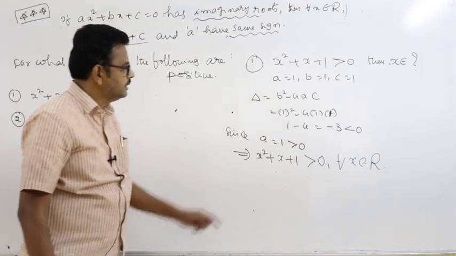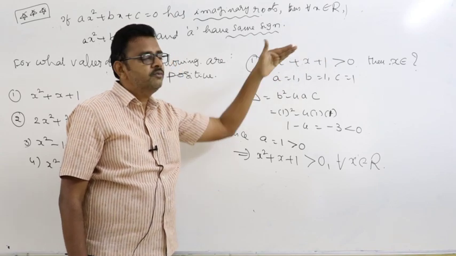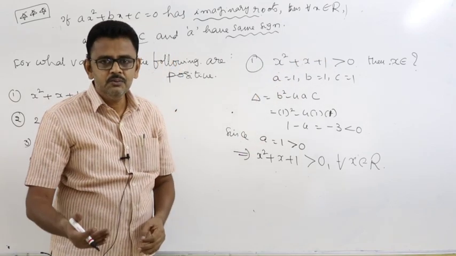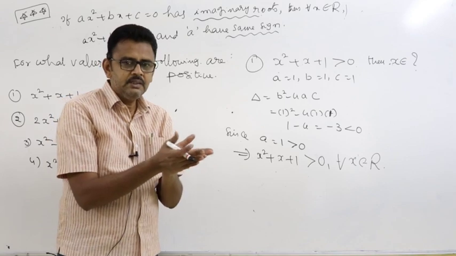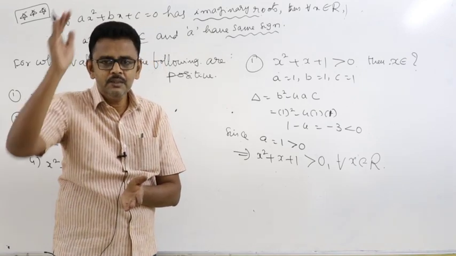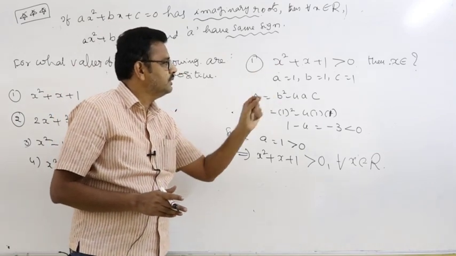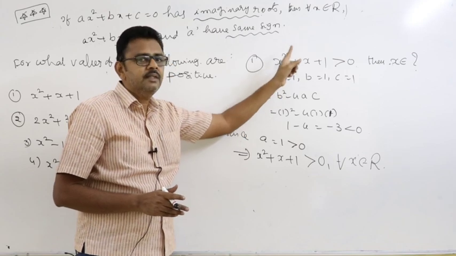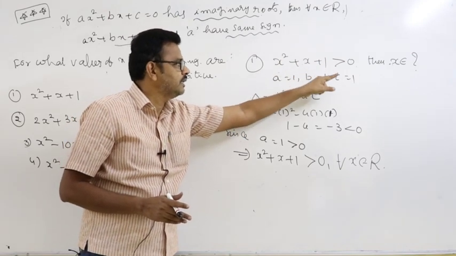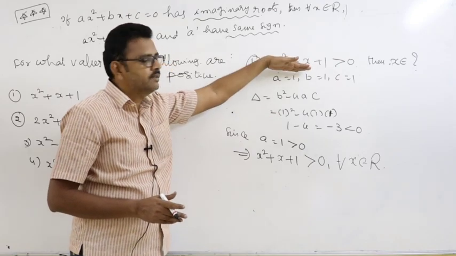Okay. This one, you can't get the factors. The question is: for what values of x is the expression positive? Maybe for some questions it is positive for some values and negative for others, just like the previous question. But this question asks: for what values of x is x square plus x plus 1 greater than 0? For this we can't get the factors.